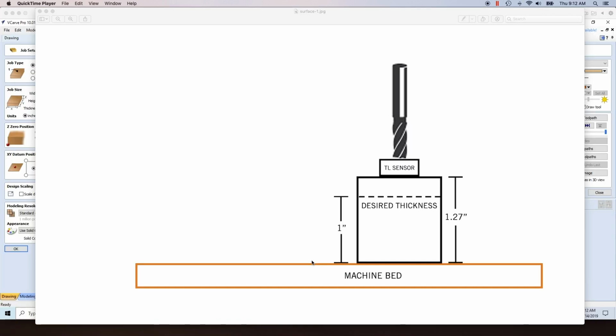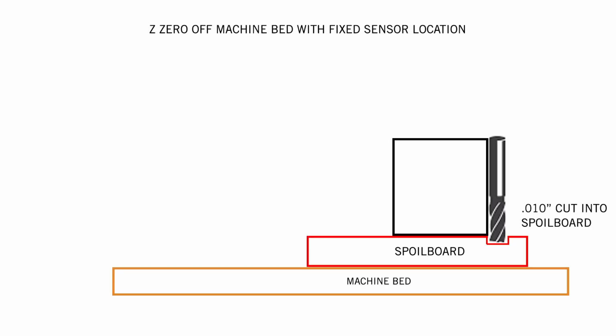The most common that I've seen with people is that they always put their sensor or they touch off to the top of their work material. And there are cases where that's okay. If you have a spoil board on your machine and you're cutting all the way through the material, you might be adding 10 or 20 thousandths to the cut depth, cutting into your spoil board slightly.